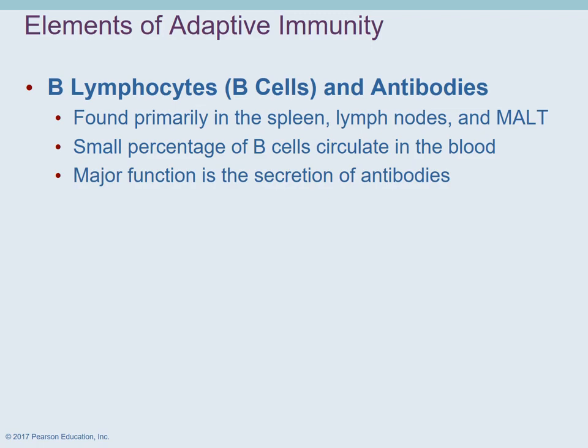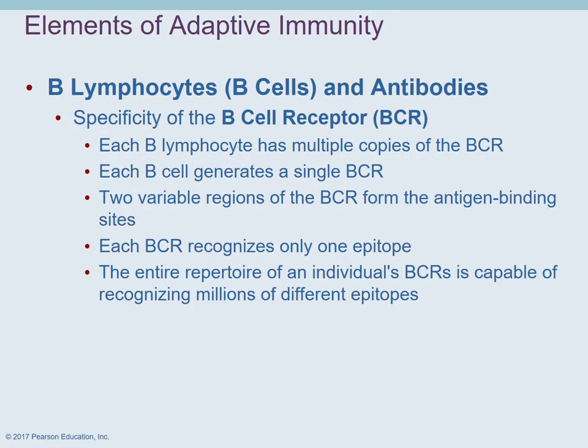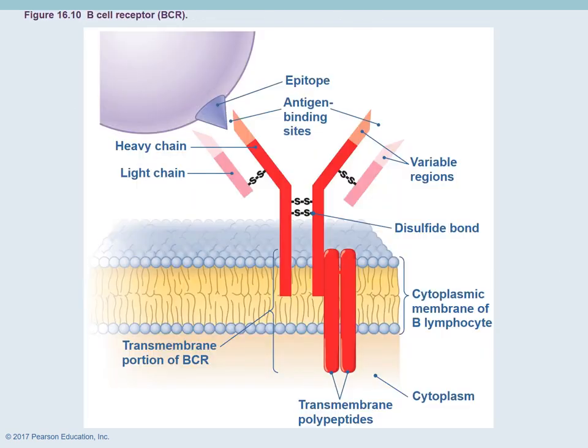For the B cells, these are found mostly in the spleen, the lymph nodes, and in the MALT. There are some that will circulate in the blood. The main purpose of the B cells is antibodies, but they're not doing it continuously. They only do it once they have been activated. Each B cell has what we call a B cell receptor. Essentially, you can read through all this, it can only recognize one antigen, and that's what will happen.